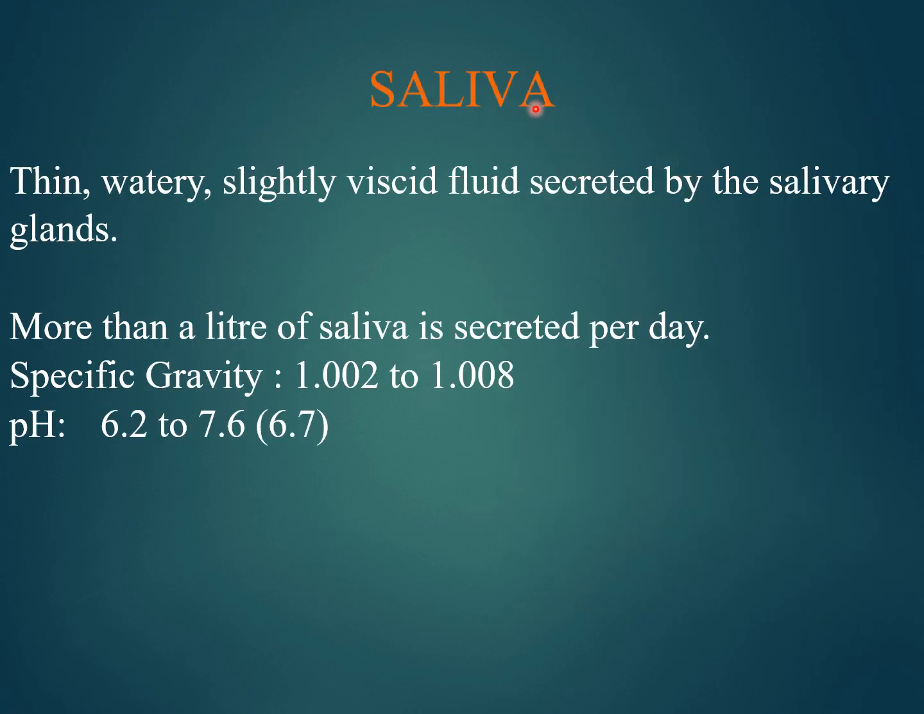About the saliva. We have already seen it is a complex secretion of the salivary glands. It is a thin, watery, slightly viscid fluid. The amount is almost 1 liter in a day. Specific gravity is 1.002 to 1.008. Average pH is 6.7, ranging between 6.2 and 7.6.